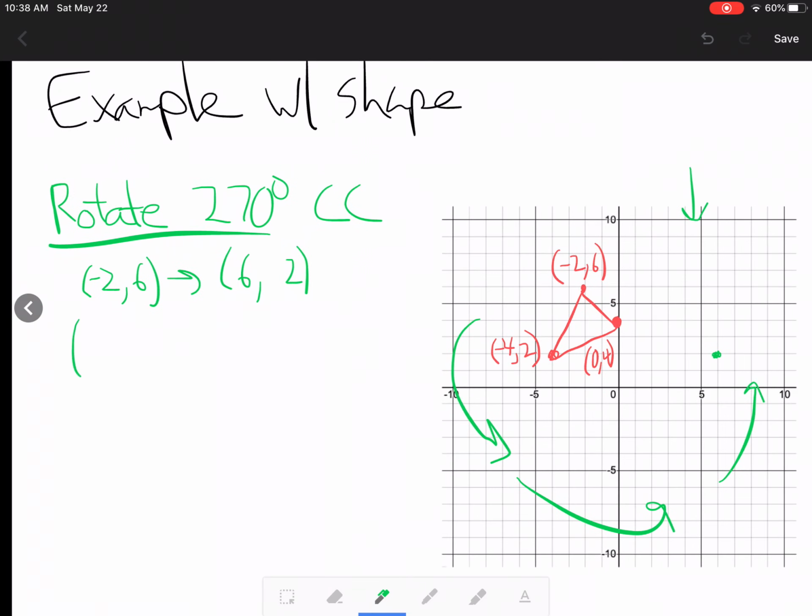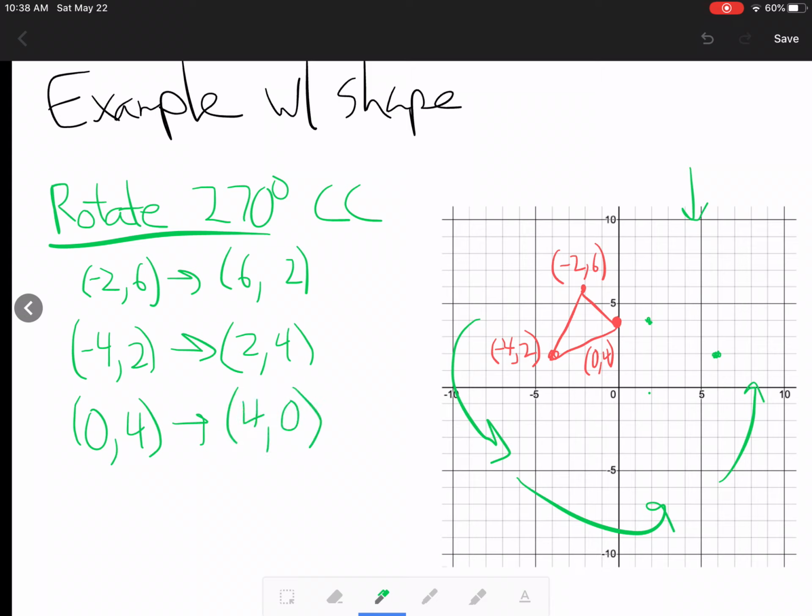Go over here, let's take another one. Let's go with -4, 2. Again, we're just going to flop it around. So 2, 4, everything remains positive. So 2, 4, right there. Perfect. Finally, we'll take 0, 4. And again, we're going to swap the places. So it's going to be 4, 0. And everything is positive. So 4, 0 would be right there. Now we connect them. And there we go. We've rotated that shape 270 degrees counterclockwise, where we've gone from right to left.